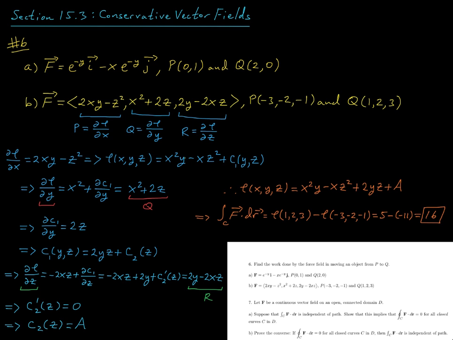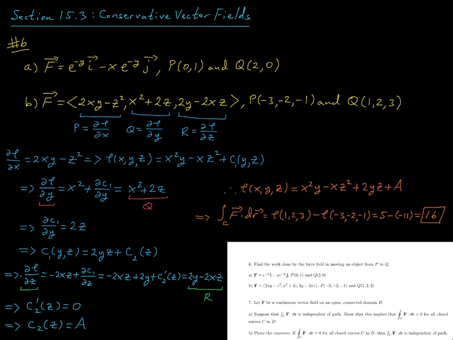Well, let's go back to this potential function equation right here and differentiate with respect to z. So that's going to give us a 0 here, a minus 2xz from this middle term, and then here I'm going to get the partial derivative of c1 with respect to z, right? But now I know that c1 is equal to this thing, so if I take the partial derivative of c1 with respect to z, that's going to give us 2y plus c2 prime of z, where this derivative's taken with respect to z, and I still have my minus 2xz out in front.